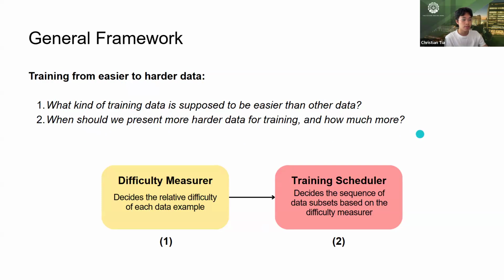So that first question can be answered with a difficulty measurer, which decides the relative difficulty of each data example. And there are different algorithms for this, which we'll explore. The difficulty that the difficulty measurer decides on is passed on to the training scheduler, which would then decide the sequence of data subsets based on that information.